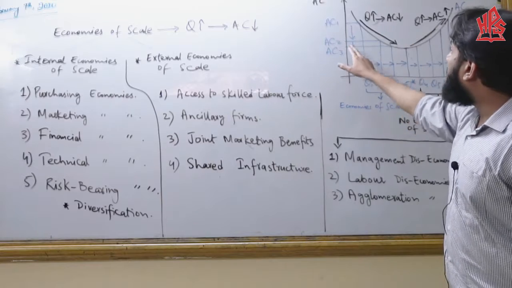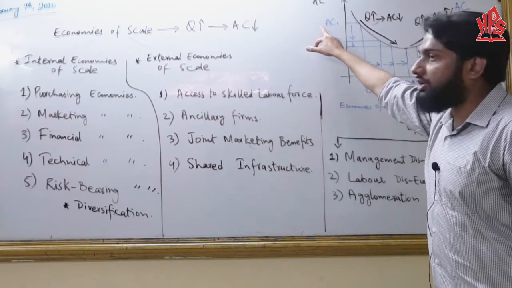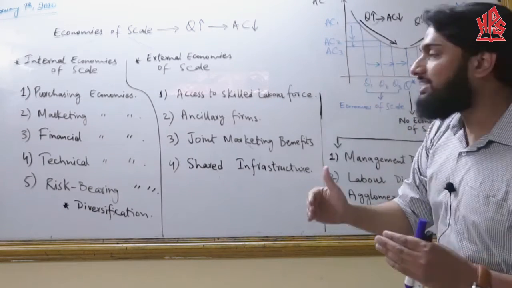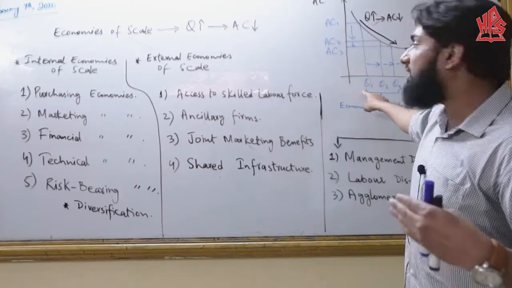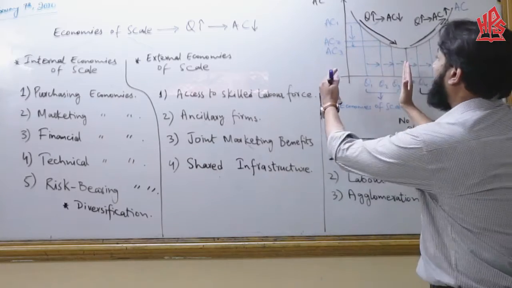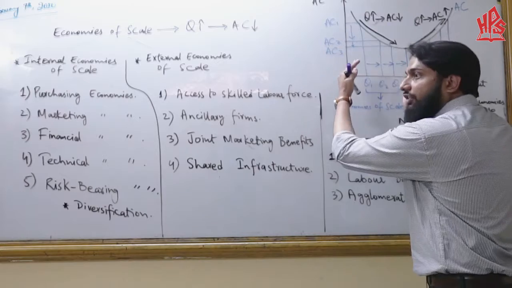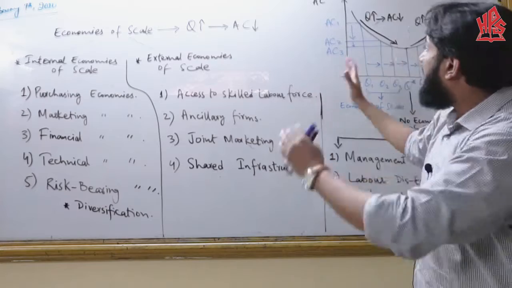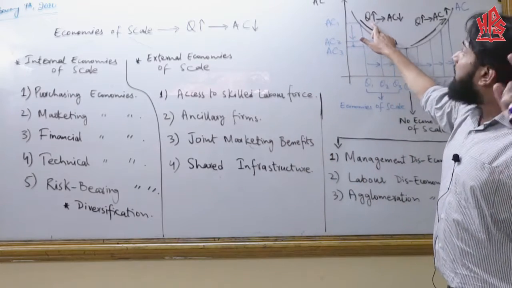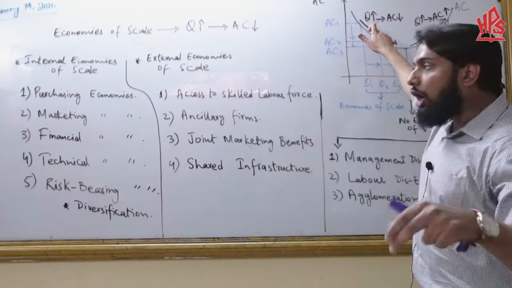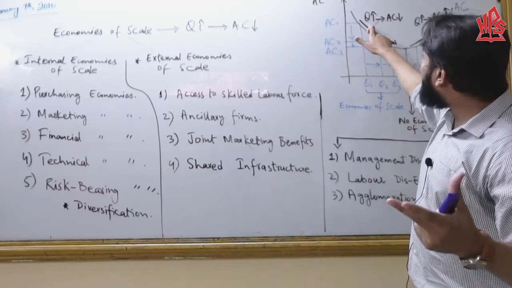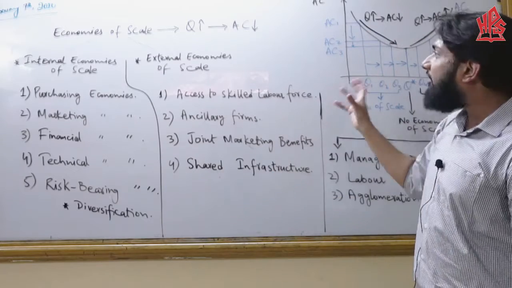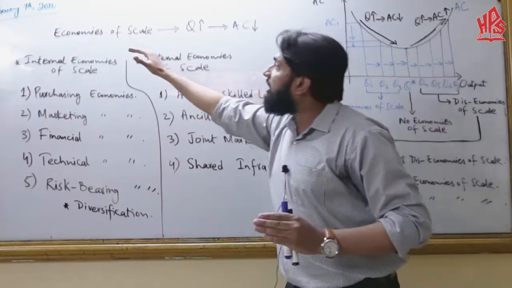At that time, when our average cost of production is continuously decreasing with respect to the increase in the output, that phenomenon and that phase of production is called economies of scale. I repeat, in the time period where the output of a firm or business increases, and it makes the average cost diminish every time, that phase of production is called economies of scale.